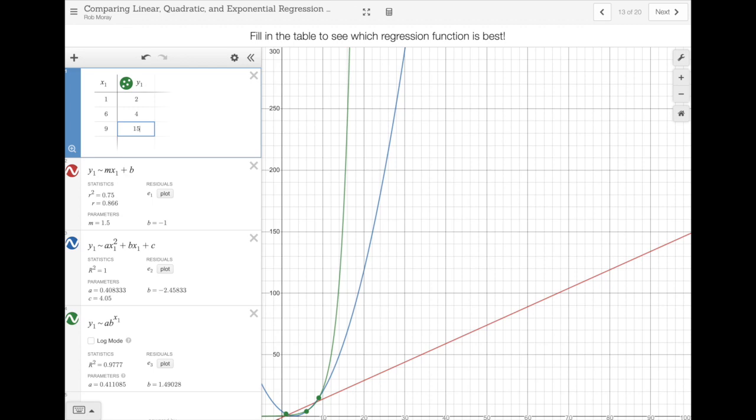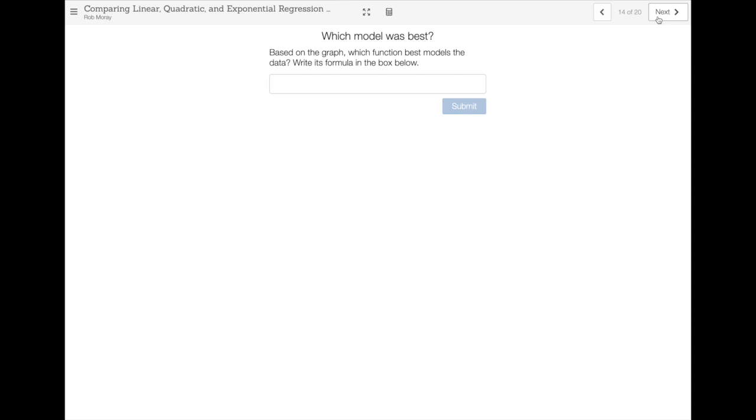By the end, you should be able to tell whether the red, which is linear, blue, which is quadratic, or exponential, which is green, is the best function. Once you have the best function, you're simply going to write here which function is the best. I think the model is the best, and then you're going to write its formula, y equals whatever.